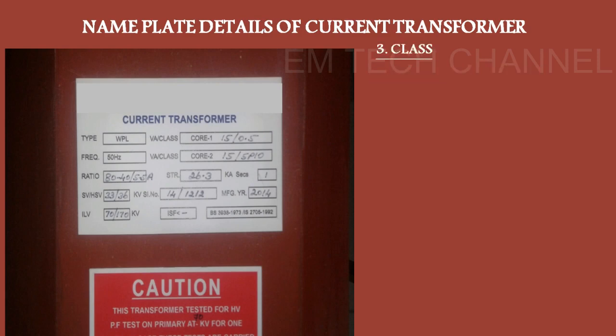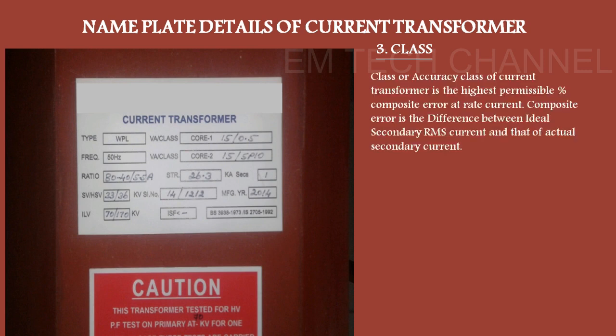Next comes the class, which is the most important point with respect to the current transformer. Here you can see two types of classes. There are two cores, meaning this current transformer has two cores with different designations. One is written as 5P10, but here it is given as 0.5. The plain numeric representation means it is a metering class, and this core is designated for metering. The class or accuracy class of a current transformer is the highest permissible composite error that the CT can produce at the rated current. The composite error here is 0.5.